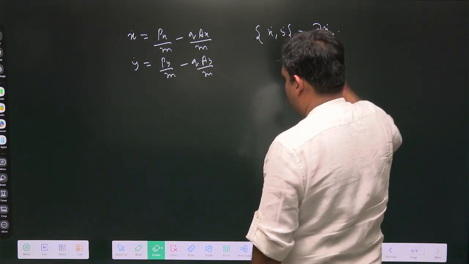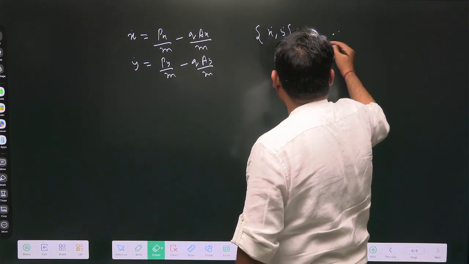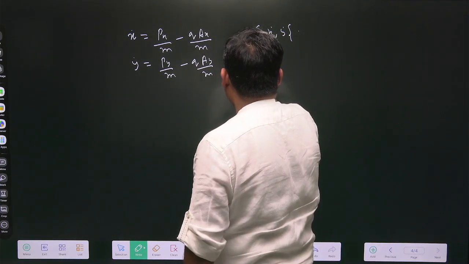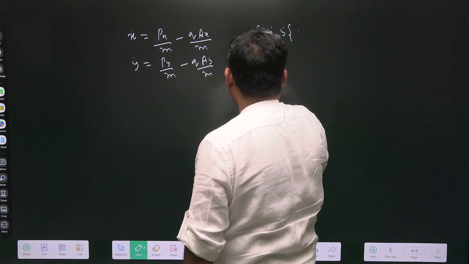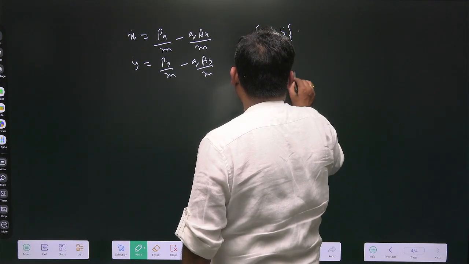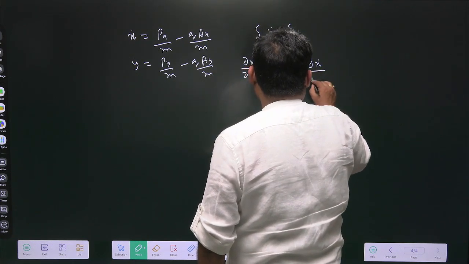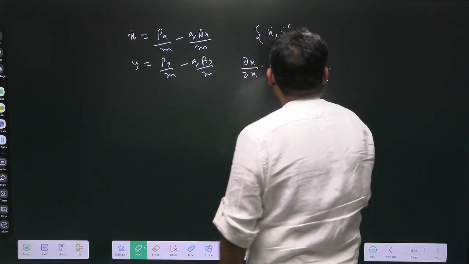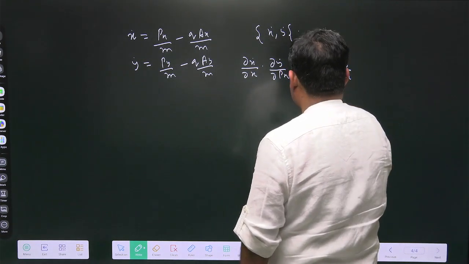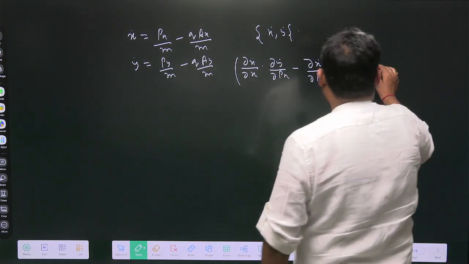So I am writing it here such that we can use the complete space. So ∂ẋ/∂x times ∂ẏ/∂px minus ∂ẋ/∂px times ∂ẏ/∂x. This is for the x part, and then we will go for the y part.